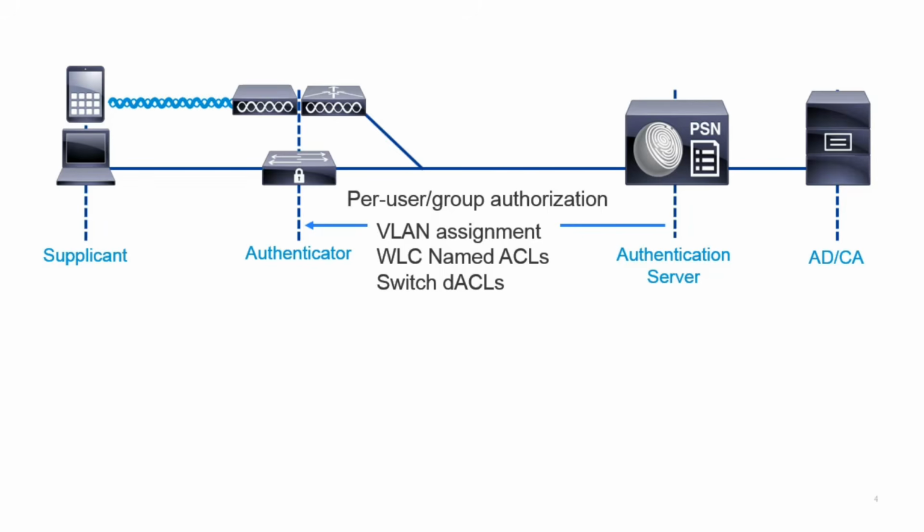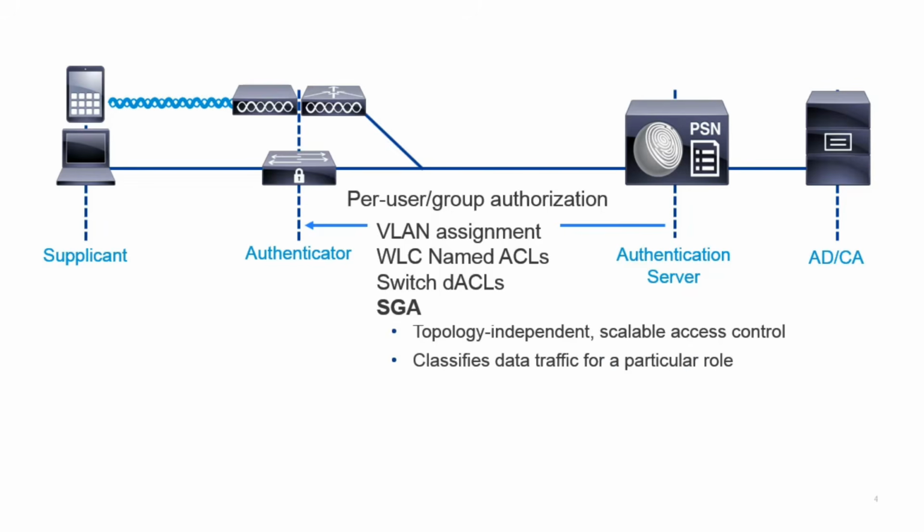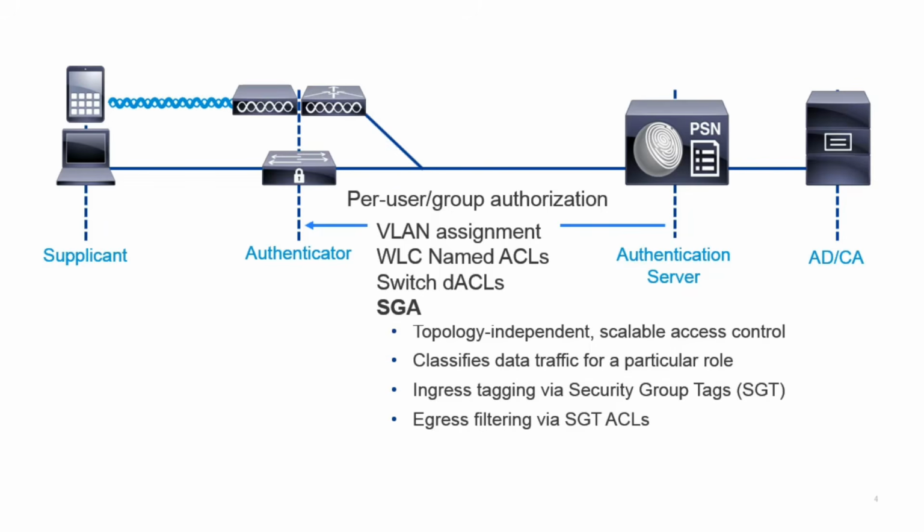Security Group Access, or SGA, gives you a very scalable way to control access. With SGA, ingress switches classify data traffic for a particular role and tag the traffic with security group tags. The egress network devices evaluate these tags and filter packets by applying security group access lists.